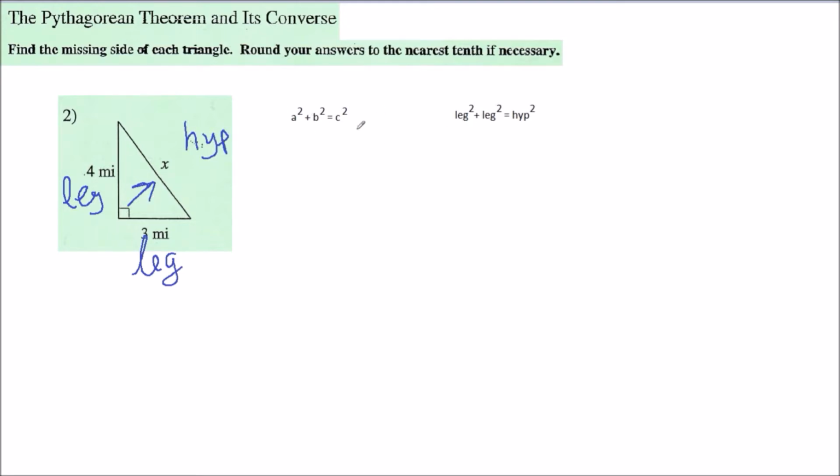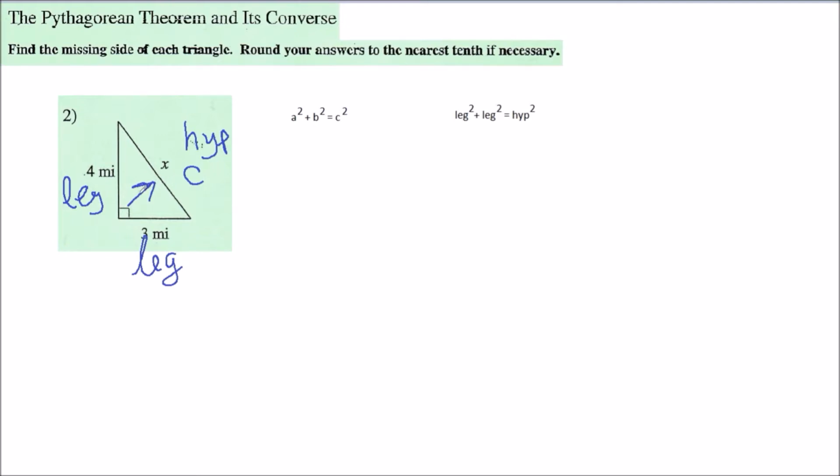If you're doing a squared plus b squared equals c squared, the only important thing is that the hypotenuse is c. 4 and 3, it doesn't matter which one you call A, which one you call B. You could say 4 is A and 3 is B, or you could say 4 is B and 3 is A. It should come out to be the same thing.